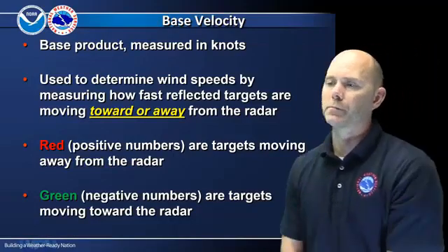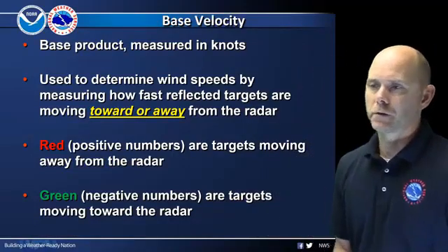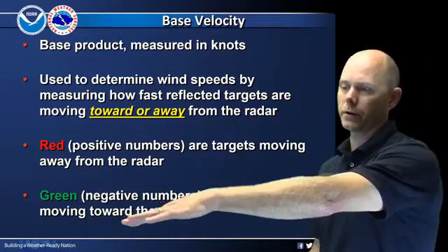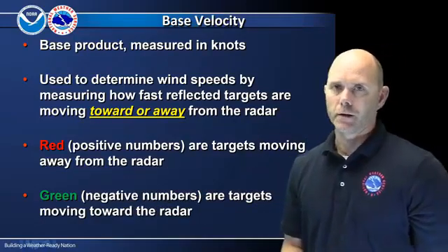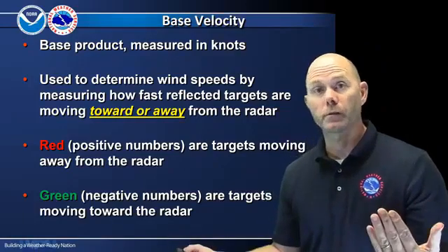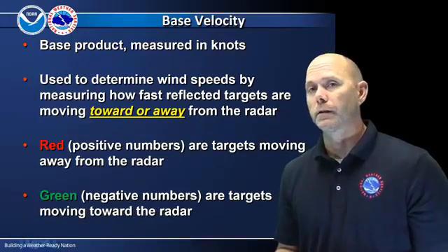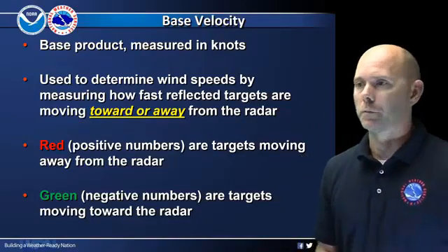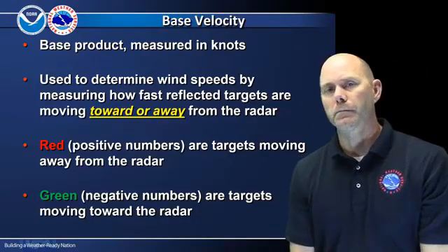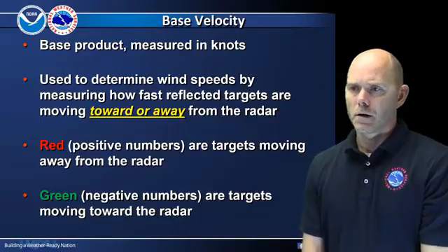Okay, so one base product, base velocity. Once again, if we're talking about base, we're just looking as low as we can in the atmosphere, and it's measured in knots. Some people might be confused about knots, but a knot is just a little more than a mile an hour, maybe like 1.1 miles an hour. A lot of things in meteorology use knots.